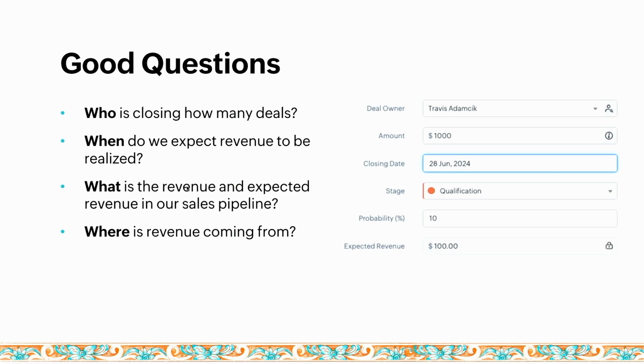What is the revenue? That is going to combine the amount field and the expected revenue field. And then where? That's going to be something to do with territories if you want to break things up geographically, or it could be business units, or if you have some kind of alternative structure. The main takeaway here is that each piece of data should have a good question associated with it if you want to make a useful report. These are all going to form dimensions that you can report on.